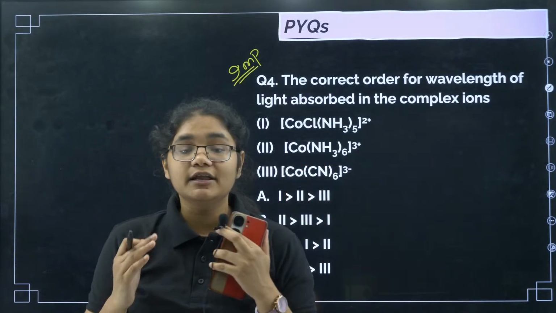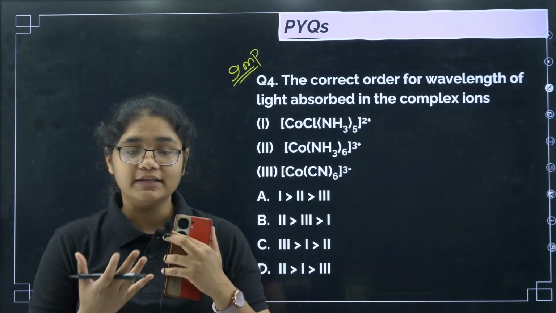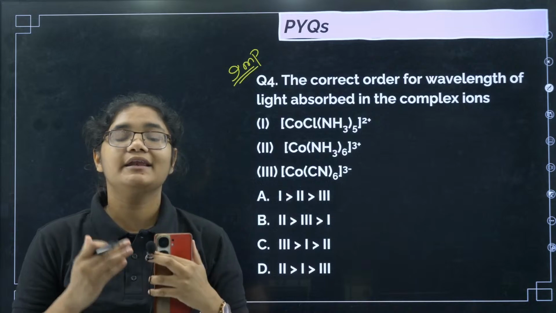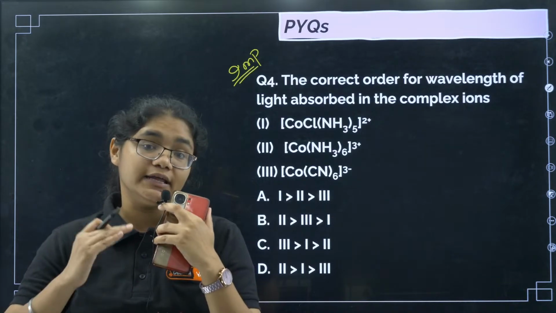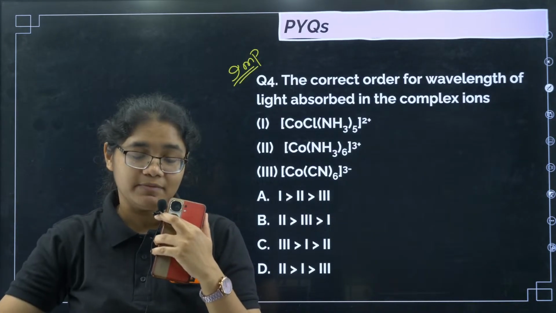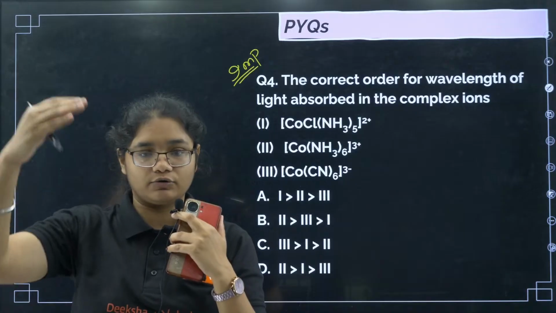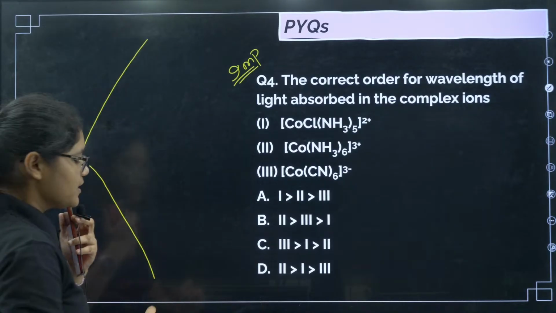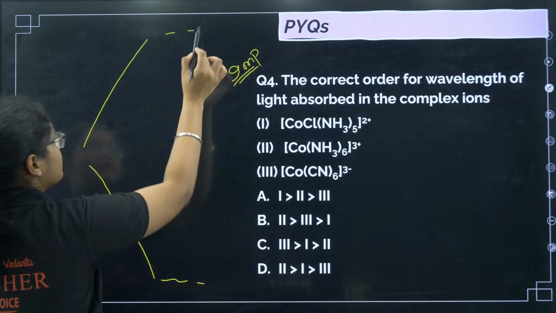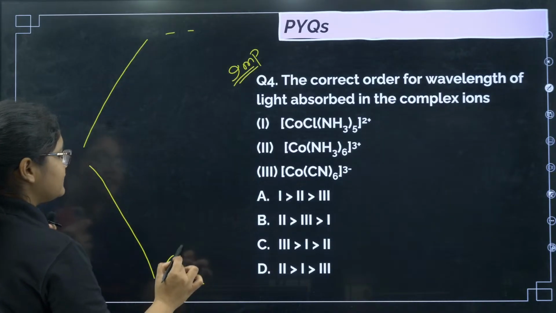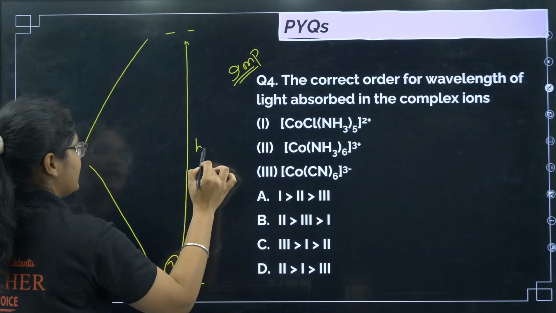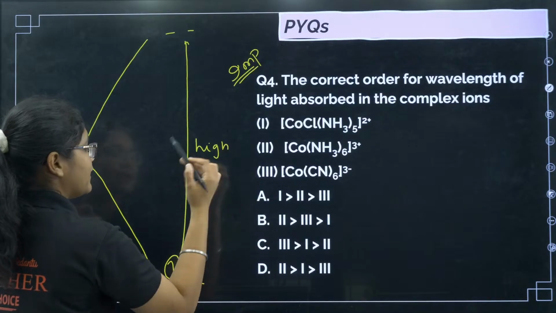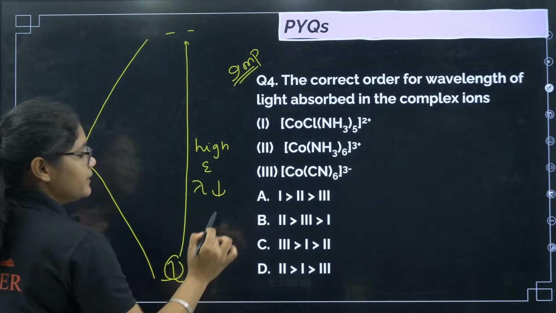Okay, now let us see this one. See, whenever you have strong field ligands, the splitting will be very high. Whenever I have strong field ligands, the d orbitals will split very high. Now to excite the electrons, suppose a strong field ligand is there, the splitting will be very high. Electrons will be present here. To excite this electron, I require high energy, right? If energy is high, then wavelength will be less.